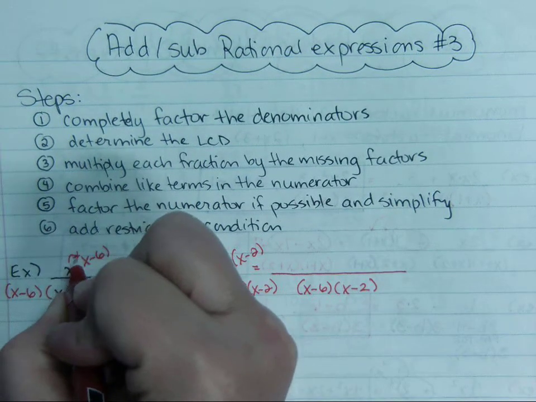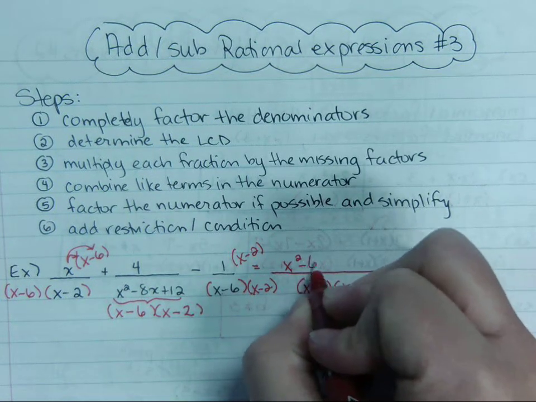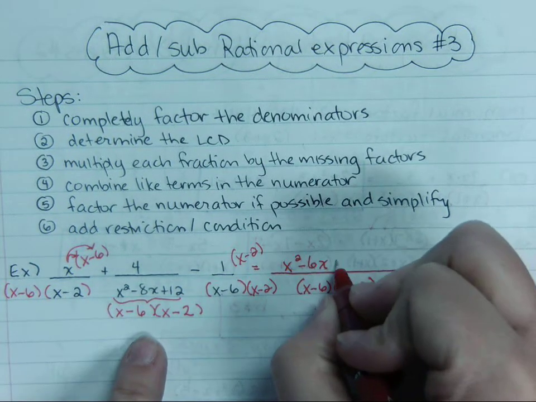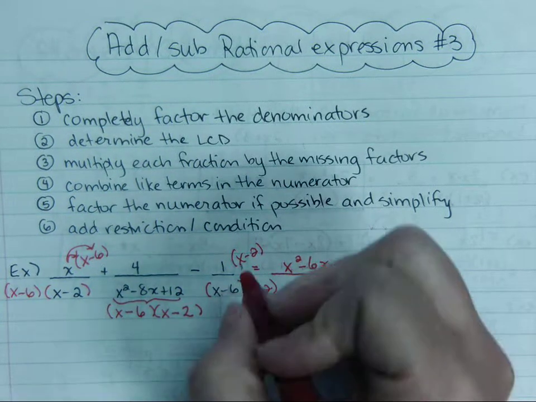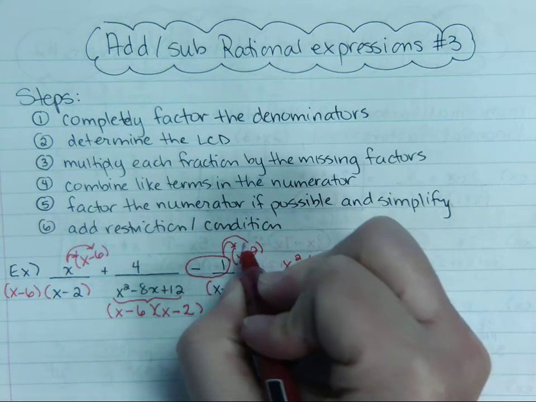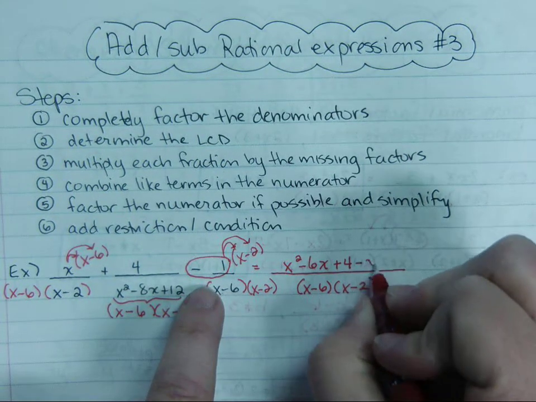So then I'm going to distribute the x to both, and I'm going to get an x squared minus 6x. The numerator from the middle fraction is just a positive 4, so I don't need to do anything to that fraction, just write down what I have. And then remember that this negative is attached to the 1 when you distribute that across. Hopefully I don't mess it up today. So that's going to be a negative x plus 2.